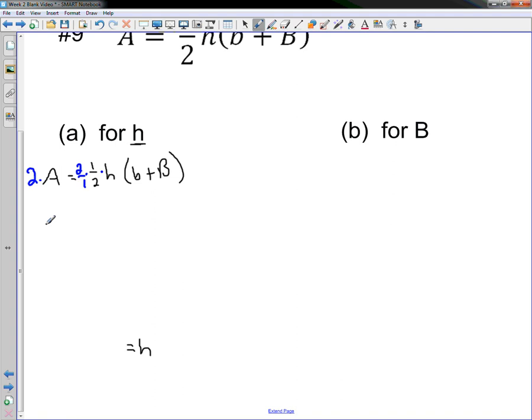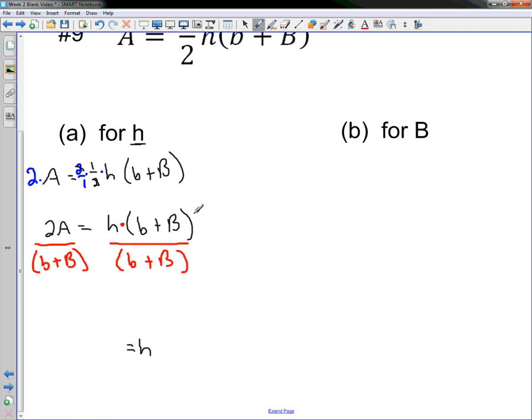So that leaves me with 2a equals, these are going to reduce out, leaving me with just h times b plus b. So we went ahead and moved the 1/2 over. Now I notice h is being multiplied by b plus b, so I can undo that multiplication with division. Technically, we could have done both of these steps at once, but I like to show them as 2 steps.